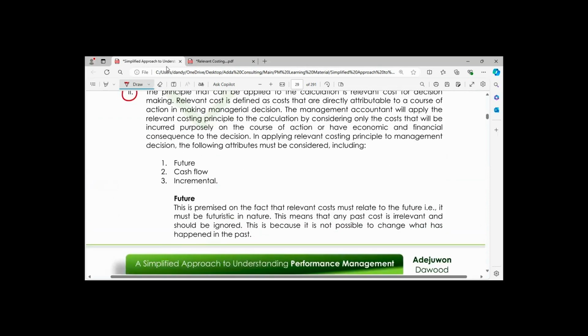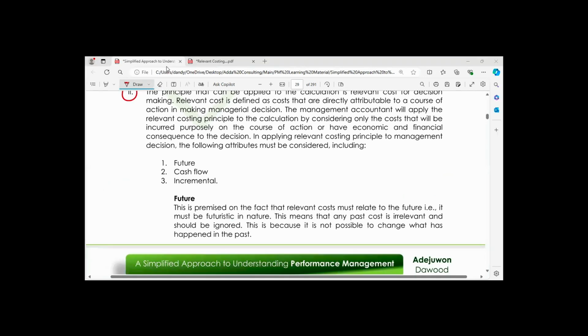Somebody is asking a question. Let me check that. Toluwani is saying, please, the non-production cost, where did you get the figure, sir? It is in the table. The non-production cost is in the table, 75,000 naira. You see there in the table given.